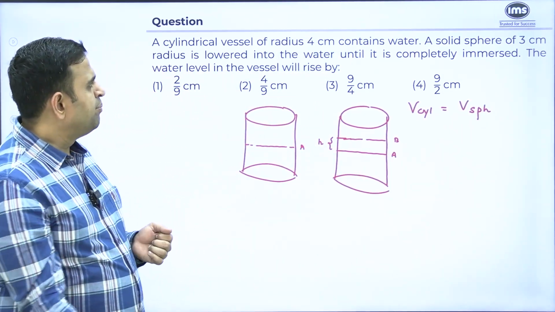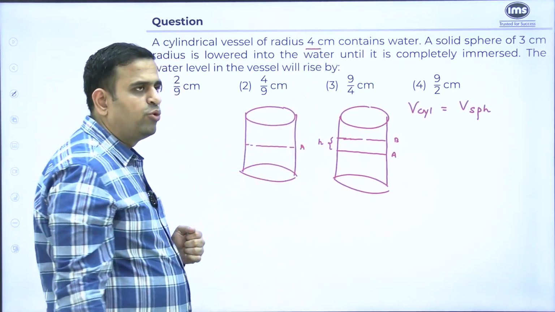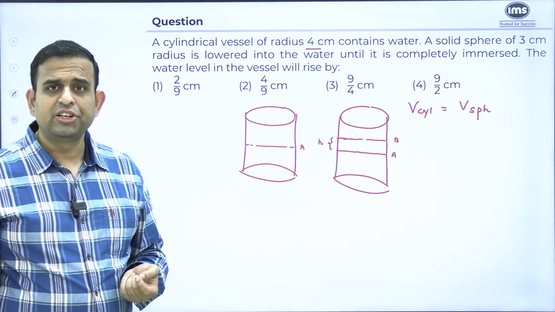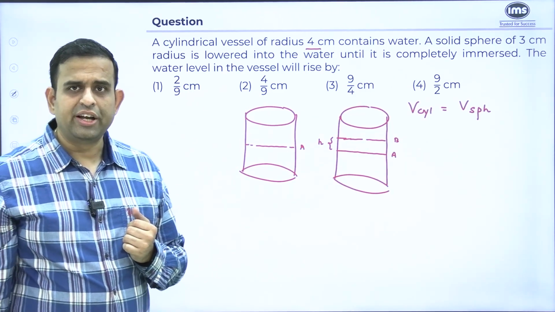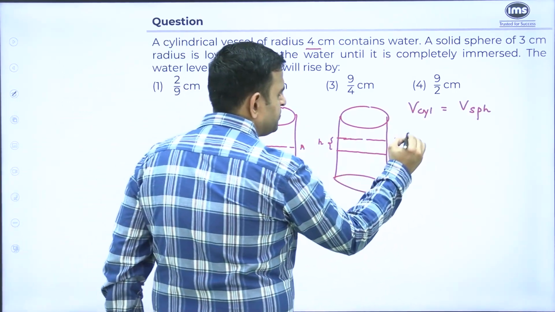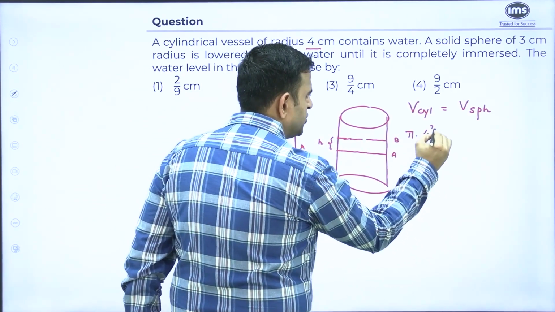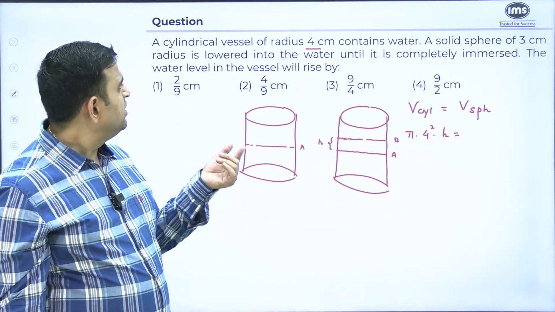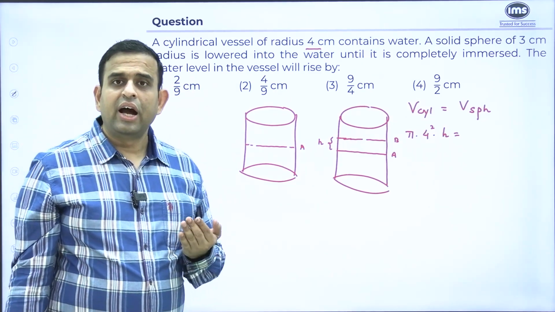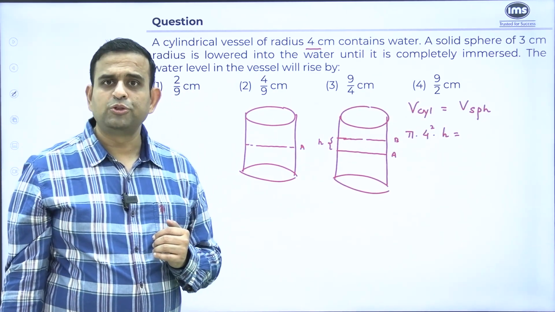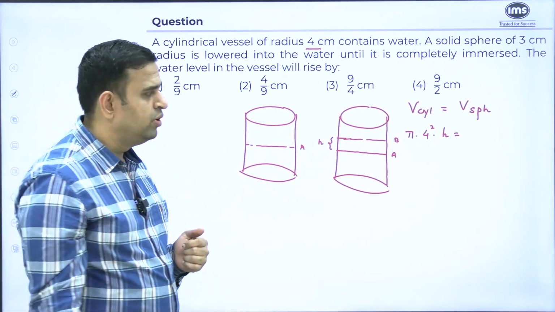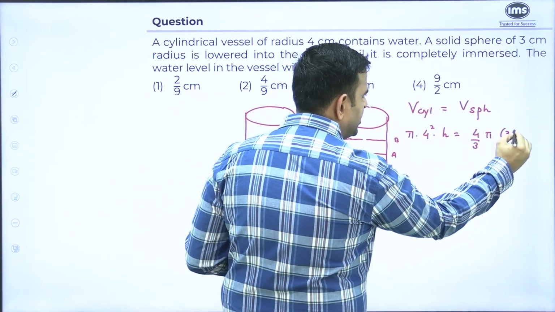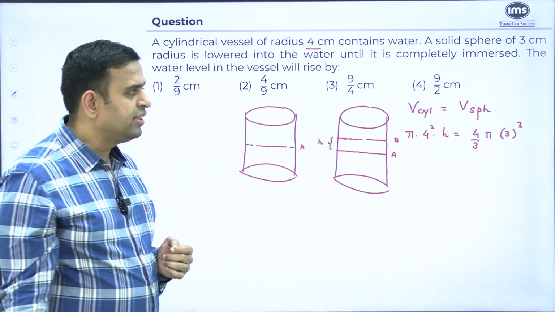And for the cylinder, my required radius, I should take as 4 centimeter. So I will use the formula pi r square h, where r is known to me as 4 and h is nothing but h only. So pi into 4 square into h will be equal to, for the sphere, the radius being 3, and the formula for the volume of a sphere is 4 by 3 pi r cube. So 4 by 3 pi r cube, which is nothing but 3 cube in this particular case.